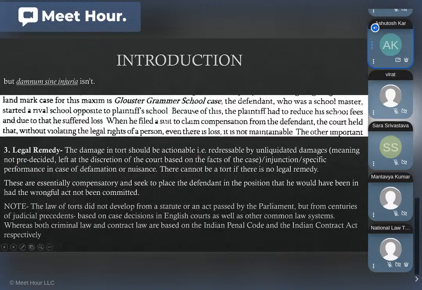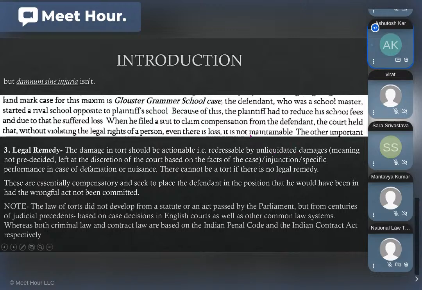But unliquidated का मतलब ये होता है कि it has not been pre-decided. It's rather left at the discretion of the court based on the facts of the case. So like fact by fact basis पे जब एक पार्टी आके केस फाइल करता है, उसके grievances मतलब सुनता है कोर्ट, and after that they make a decision, they reach a consensus कि अच्छा here this much amount of compensation should be awarded. So this means unliquidated damages.